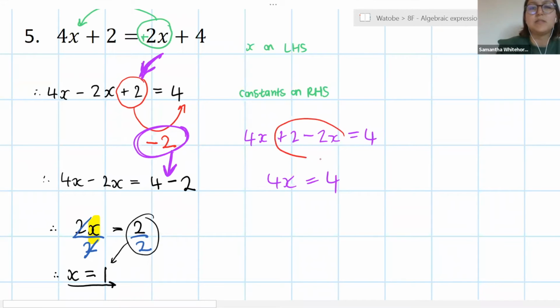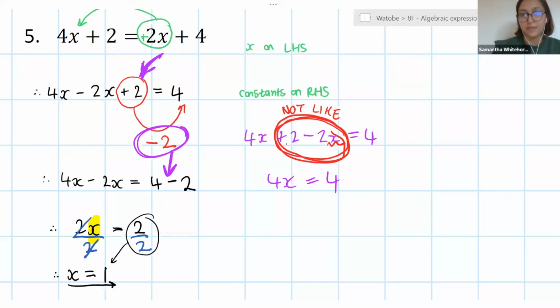Okay, so what we need to be really careful of is those two terms are not like terms. So you can't add or subtract them. One's got an x and the other one's a constant. So we can't actually subtract the two. Yes, ma'am. Okay, thank you, ma'am. Be careful. Sure.